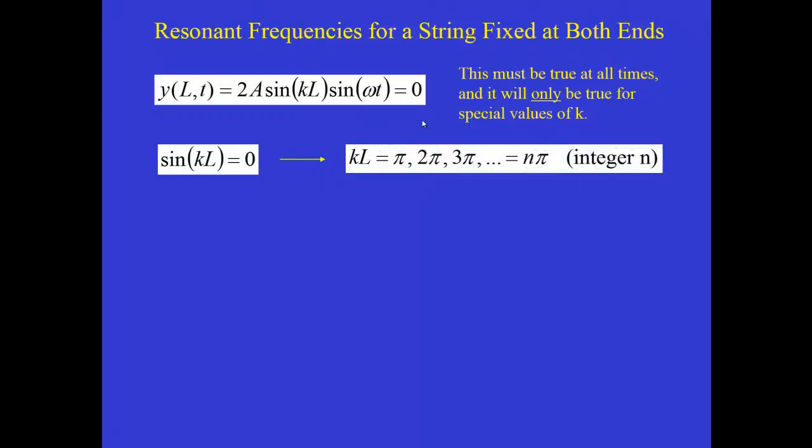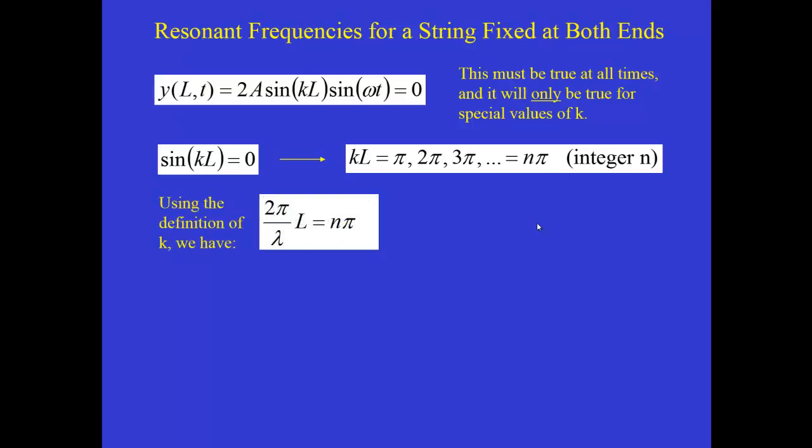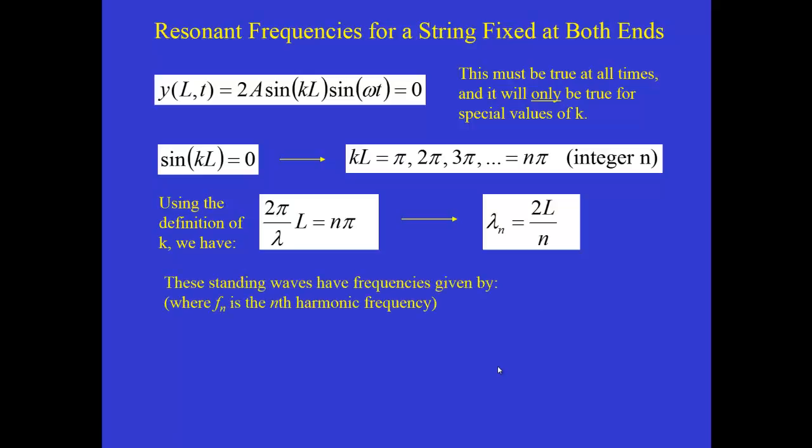So if sine kL is equal to 0, well, we know that kL, in order for that to be true, has to be some integer multiple of pi. So we'll call it n times pi, where n is an integer. And now, remembering the definition of the wave number k, we have the following. k is 2 pi over lambda. So 2 pi over lambda, times L, is n pi. And then solving for lambda, we'll put a little subscript n on there because the value depends on the integer n. So the wavelengths for standing waves on a string, when the string is fixed at both ends, is equal to 2L over the integer n.